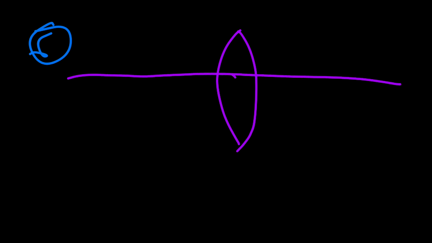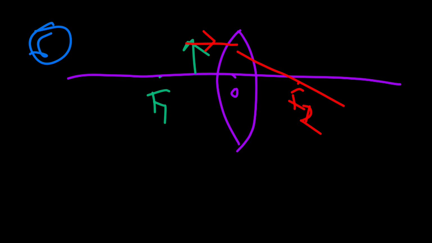So coming to the sixth situation. This is the convex lens. This is the principal axis. This is the optical center. So the object is in between F1 and O. Okay. In the first situation, the light ray passes parallel to the principal axis. So it has to go to the focus F2. It has to pass to the focus F2.